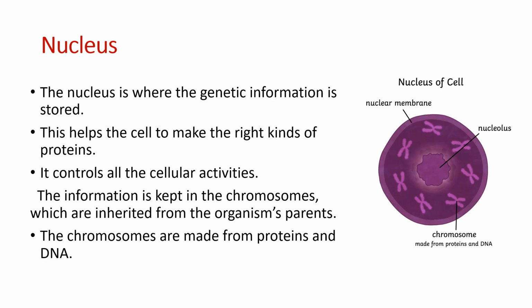The nucleus is where the genetic information is stored. So this genetic information helps the cell to make the right kind of proteins. The information is kept in chromosomes, which are inherited from the organism's parents. Chromosomes are made basically from DNA. Therefore, the nucleus is the controlling center of the cell.